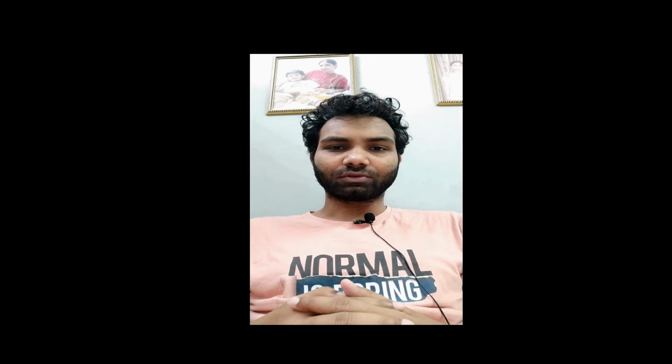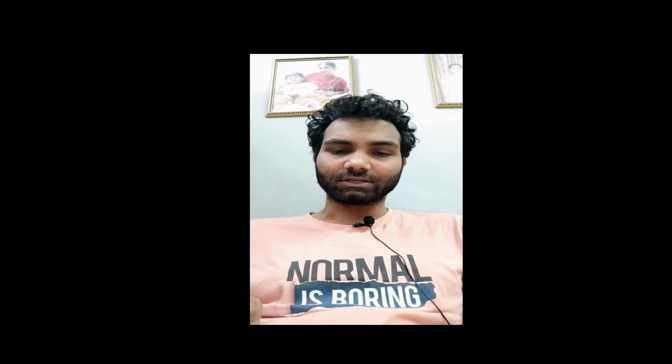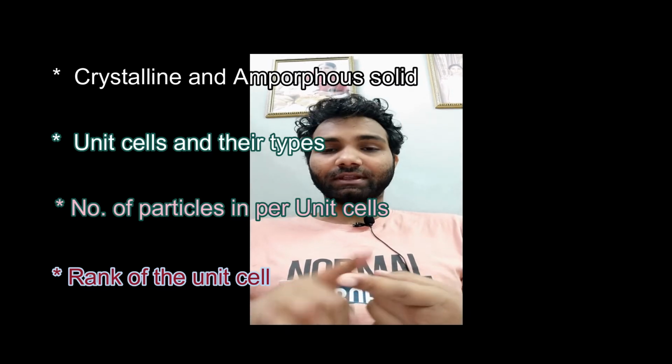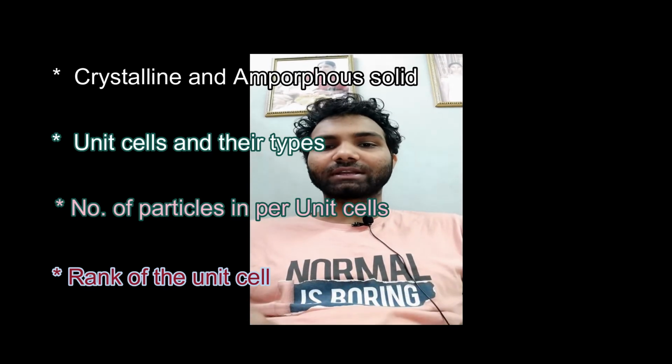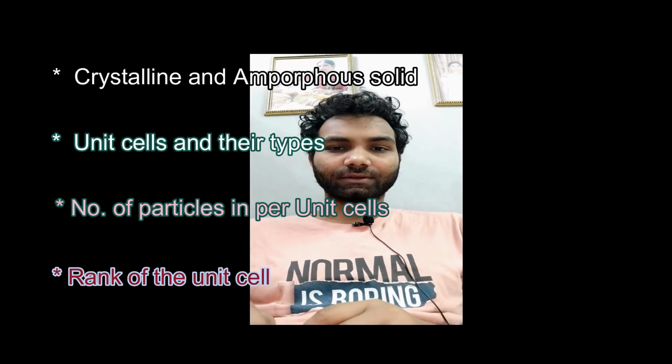Today we are going to start our new topic, which is based on the packaging of the solids, which are categorized into three: one dimension, two dimension and three dimension. I hope you already completed the last two lectures, which were based on the types of solids. We categorize types of solids into two categories. First one is the amorphous solid and the second one is the crystalline solid.